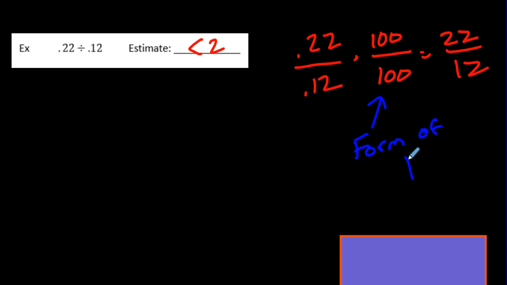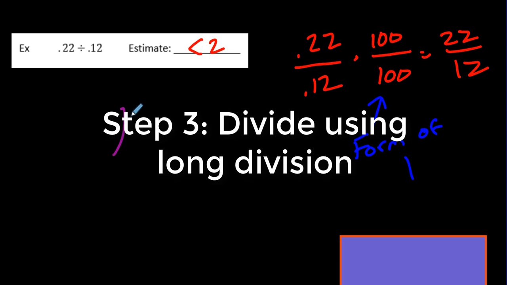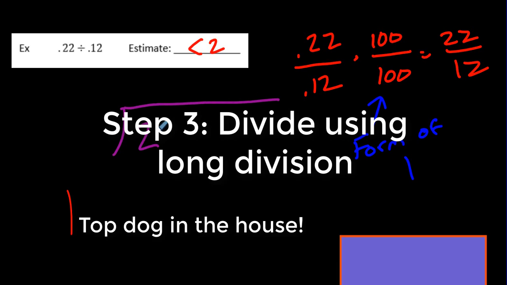does not actually change the value of our original expression, because multiplying by 1 just gets you back the same number. 3 times 1 equals 3, 4 times 1 equals 4, etc. So, let's go ahead and do 22 divided by 12. Again, top dog in the house.